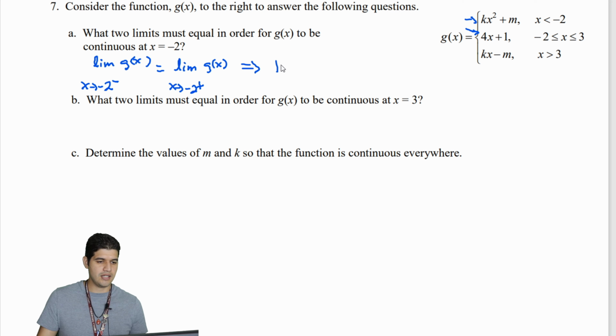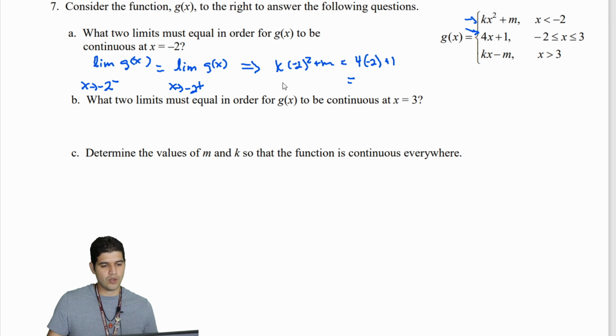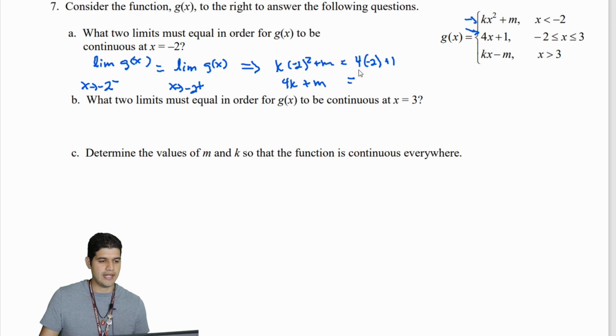So what does that mean for us? Well, k times negative 2 squared plus m must equal 4 times negative 2 plus 1. So negative 2 squared is 4, so I'm going to get 4k plus m. And I get negative 8 plus 1, so negative 7. Let's do a similar thing in part b.